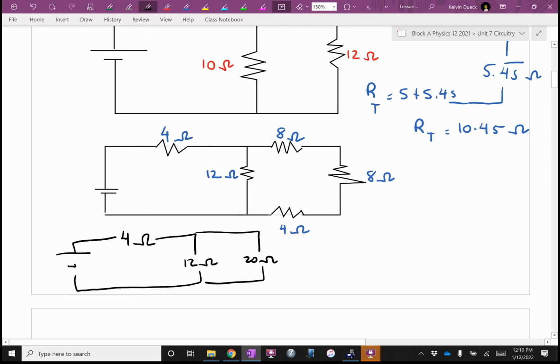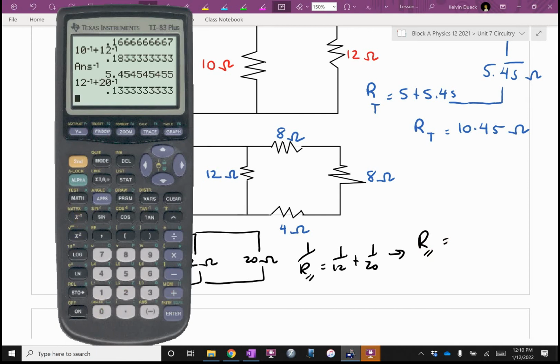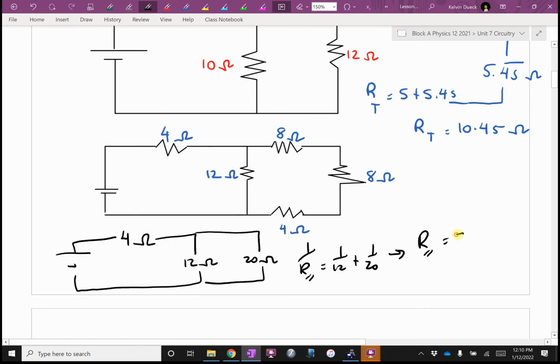Now I can combine the 12 and the 20 using our parallel. 1 over 12 plus 1 over 20 equals reciprocal answer. So now I could say 1 over our parallel is 1 over 12 plus 1 over 20. Our parallel equals 7.5 ohms.